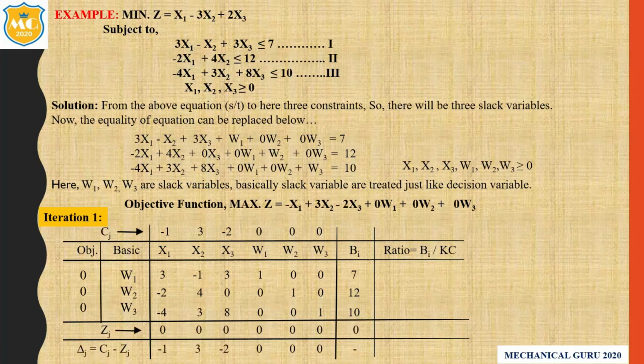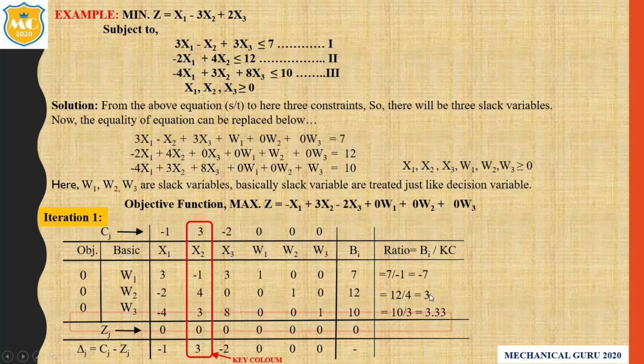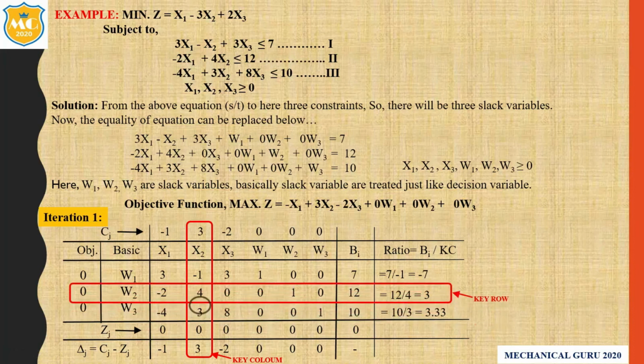Okay. So here in delta j, same Cj minus Z, so here minus 1, plus 3, minus 2, 0, 0, 0. Okay, so here the problem is maximization. So in delta j we have to choose the most positive number. So the most positive number is 3, so this is your key column. Okay, same ratio. Clear? So here you have to choose the minimum positive number. So the minimum positive number is 3. Okay, so this is the key element.